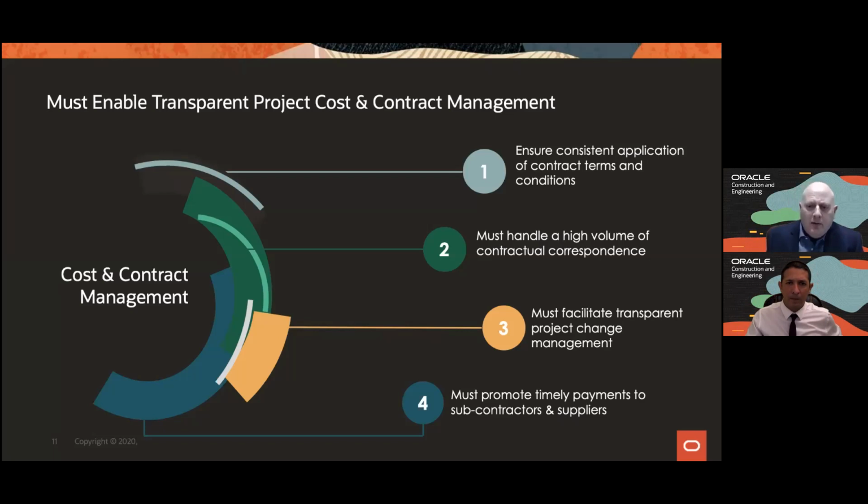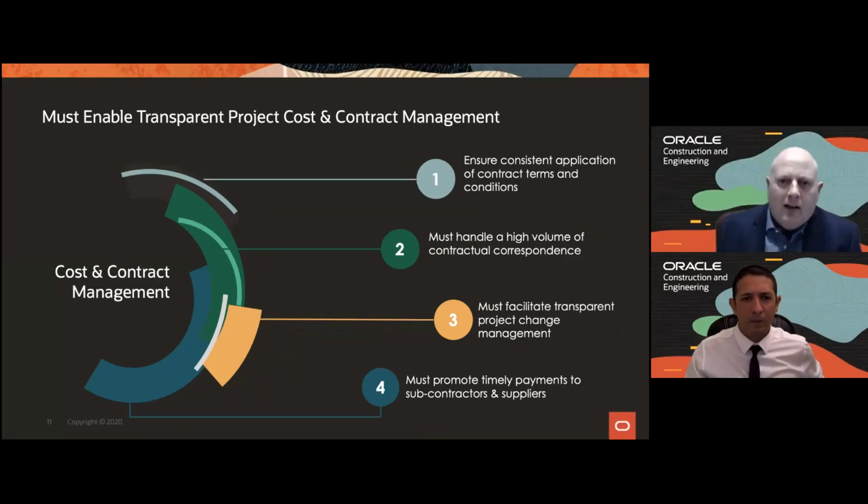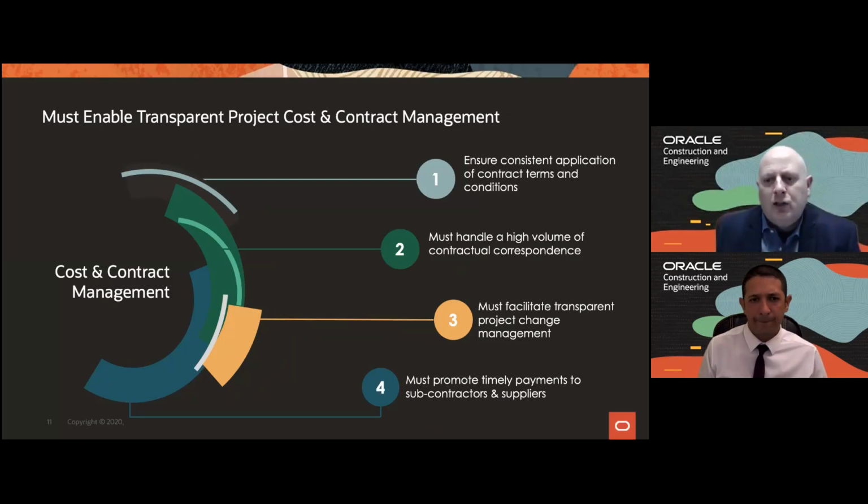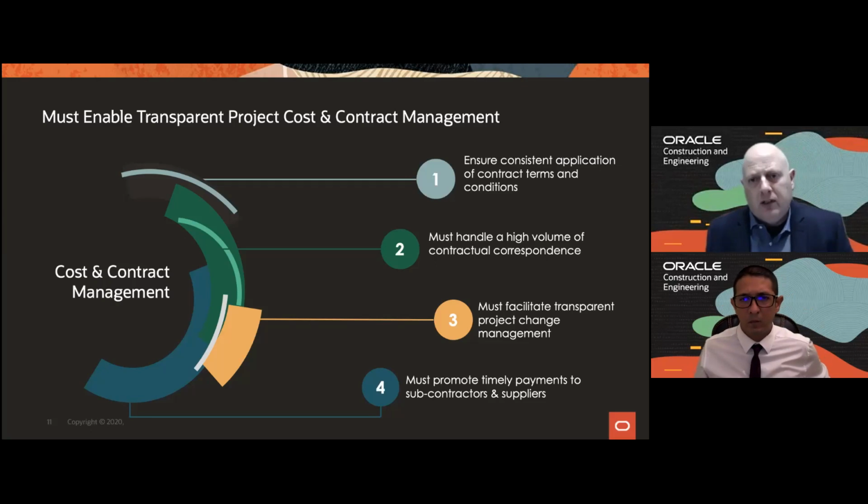And of course, timely payments to subcontractors. Our industry has a big problem with paying subcontractors and suppliers on time. And sometimes it is because people don't want to pay the subcontractors in time, but sometimes it's just because systems and processes do not support the payment of subcontractors in a given time. So for us to overcome that big challenge within the industry, it's important to make sure that the contract management through to the actual payment of the suppliers can be done in this platform that is used for remote work.